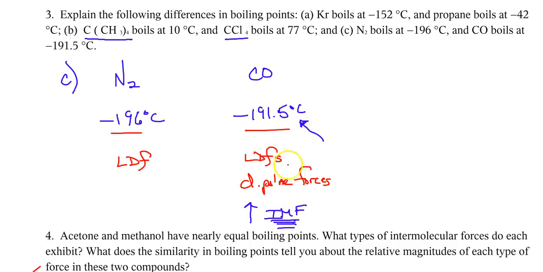Why? Because, and this is how you would say it, carbon monoxide, like N2, has LDF forces. However, it has an additional force of dipolar forces on top of the LDF that gives it an overall stronger intermolecular force, which leads to a higher boiling point. So you've got to mention both. You just can't say, hey, carbon monoxide's polar. And it is. It's got some polarity.